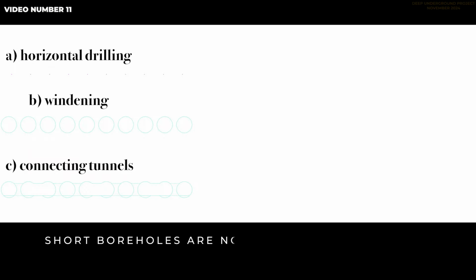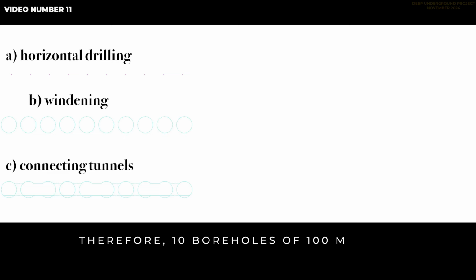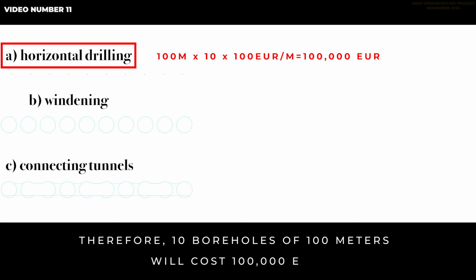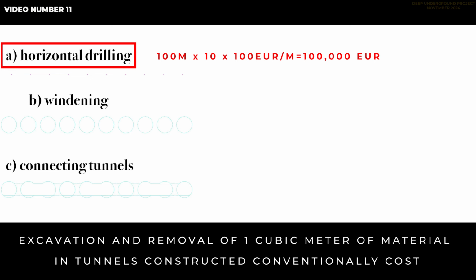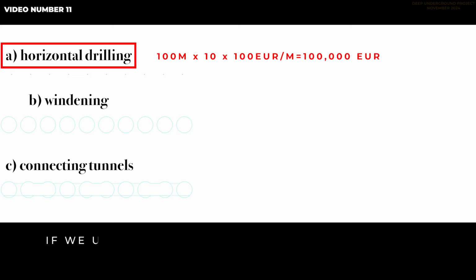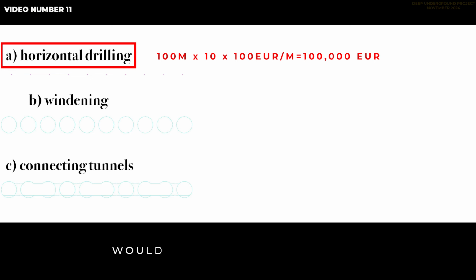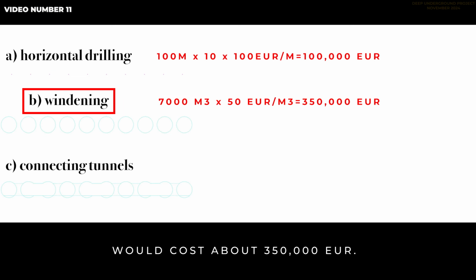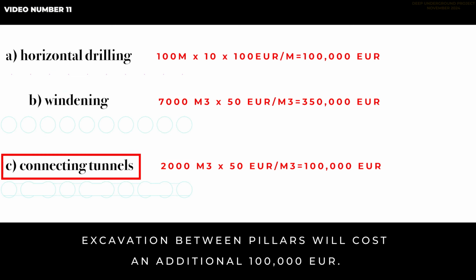Short boreholes are not extremely expensive. They cost about 100 euros per meter. Therefore, 10 boreholes of 100 meters will cost 100,000 euros. Excavation and removal of 1 cubic meter of material in tunnels constructed conventionally cost around 50 euros. If we use this price for further calculations, the excavation and removal of 7,000 cubic meters would cost about 350,000 euros. Excavation between pillars will cost an additional 100,000 euros.